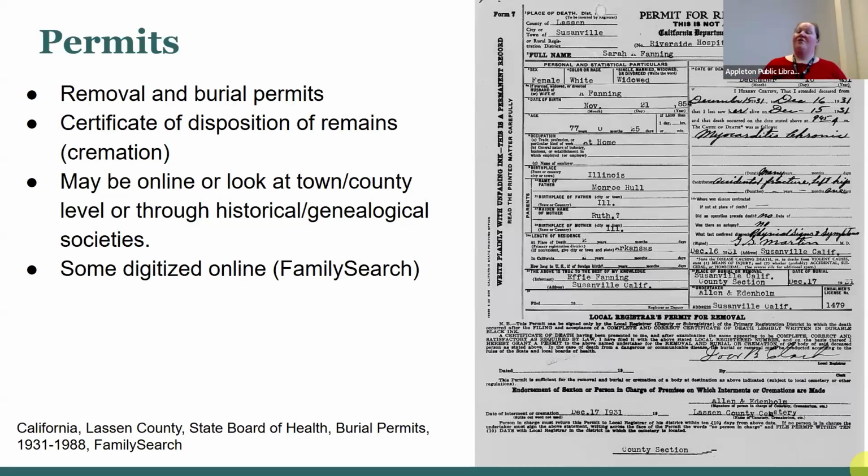I found this one on Family Search. So this is a permit for removal and burial of somebody in California. Again, you can see some information that's very similar to what we would find on a death record, like their age, their sex, their color, religious or marital status, date of birth, age, occupation, birthplace, father's name, mother's name, cause of death, all that kind of stuff. So as you see, it looks very similar to a death record in some cases, but maybe a death record didn't exist for this person, depending on that time period, or maybe it was easier to find this permit than it is their death record.